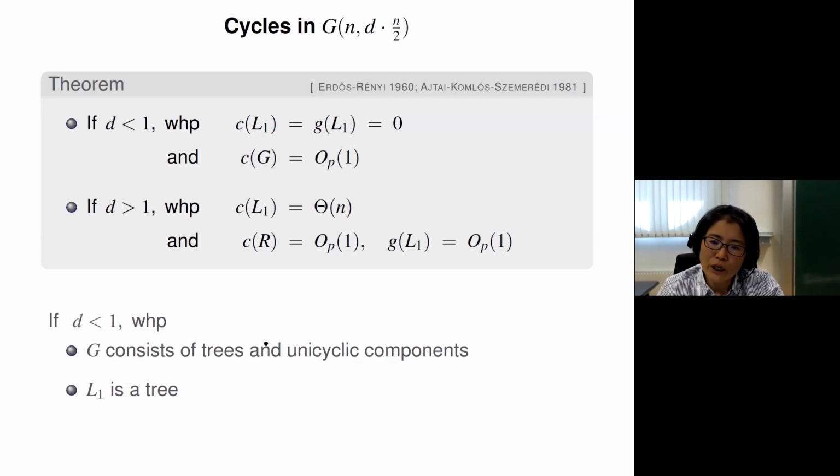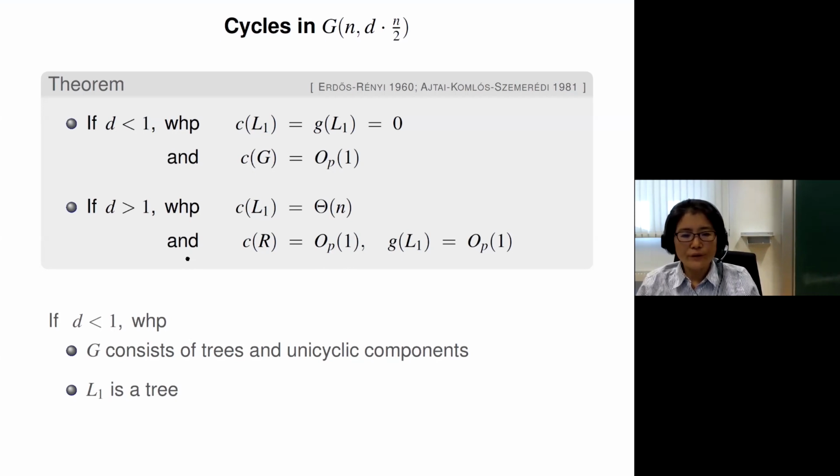On the other hand, harder work was done by Ajtai, Komlós and Szemerédi already in the early 80s: when the average degree is larger than 1, with high probability, the largest component contains a cycle. So the longest cycle contained in the largest component is of linear order. The largest component contains a cycle of linear order.